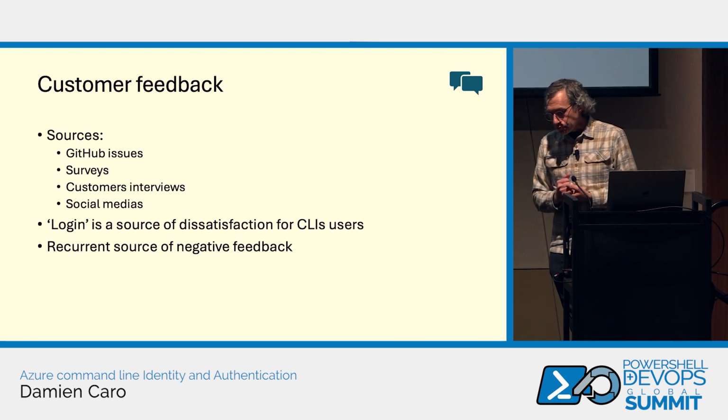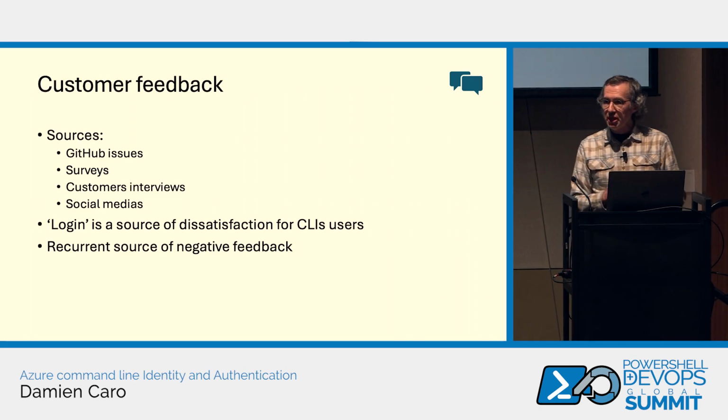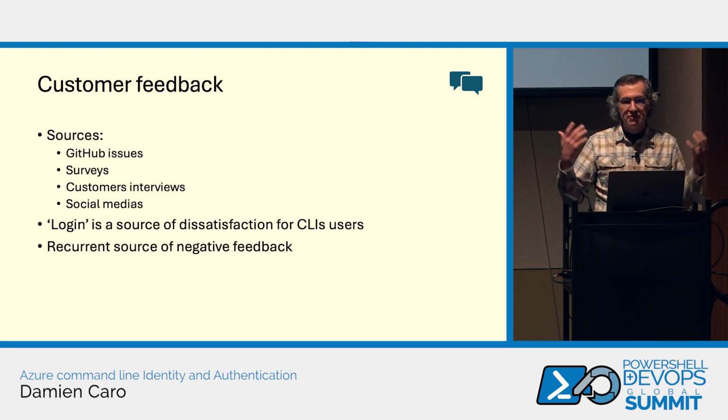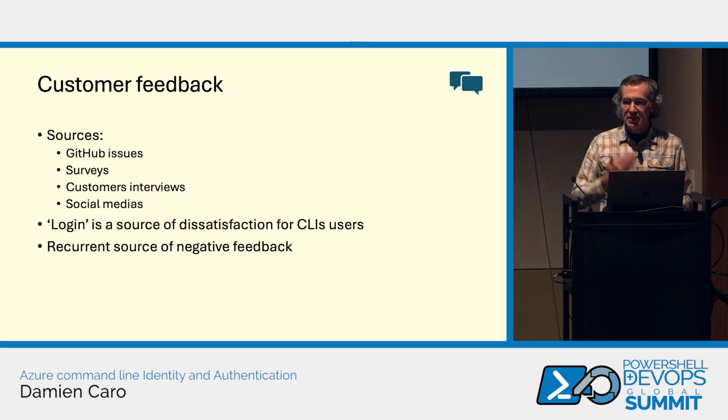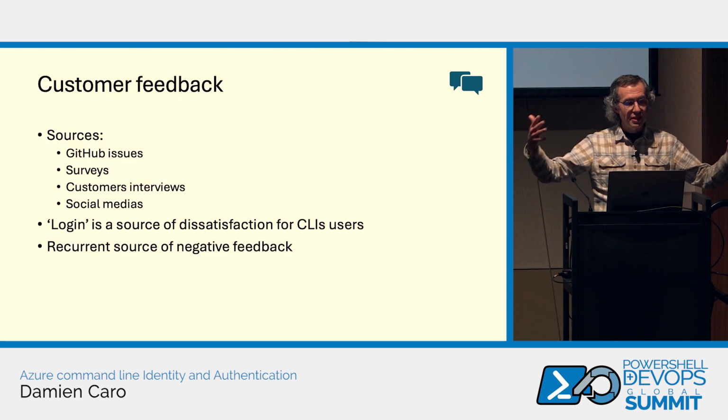So feedback. We get feedback from different sources. If you're using either Azure CLI or Azure PowerShell, you can open GitHub issues anytime you want, as many as you want. Our devs are looking at them every day. As PMs, we review those issues on a weekly basis to understand what's happening, what are the biggest pain points, and it keeps us on track of what is the reality of the world, what you're facing on the day-to-day basis.